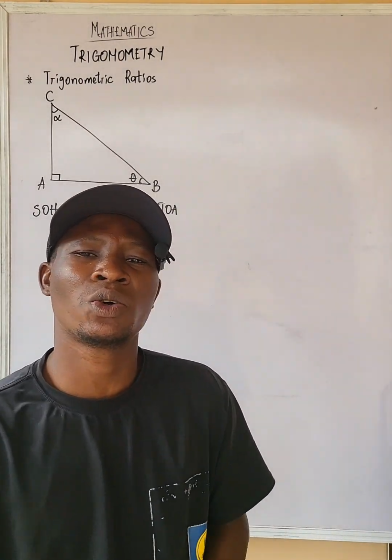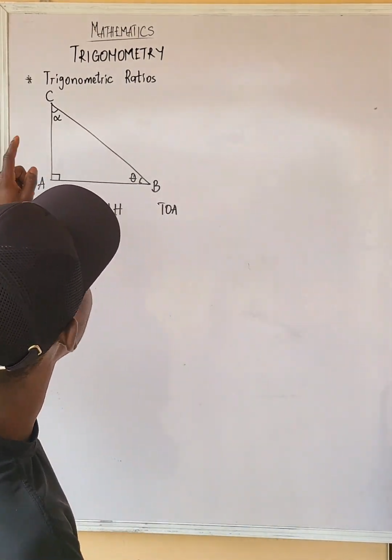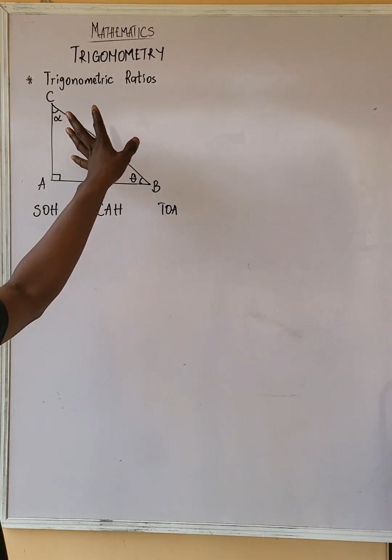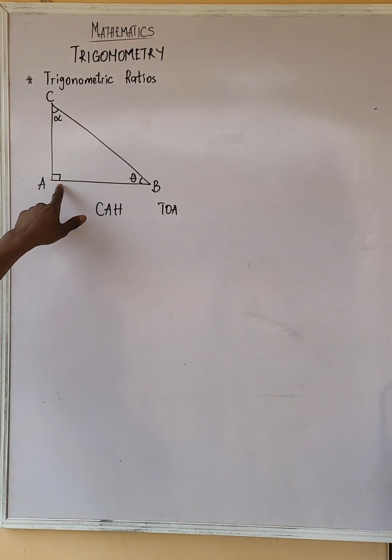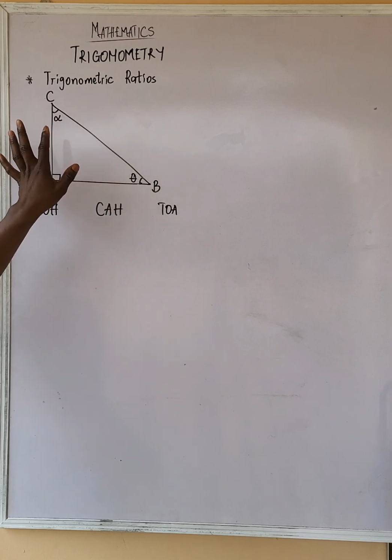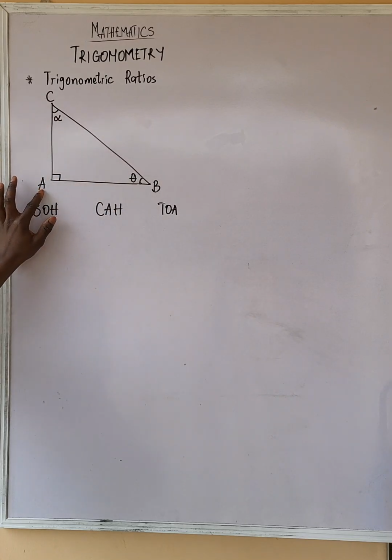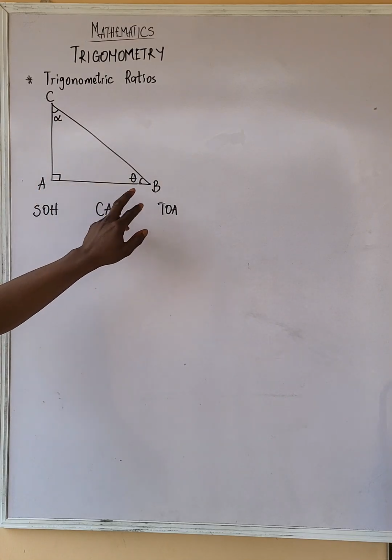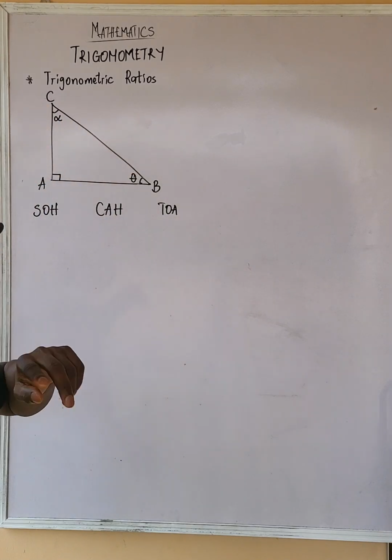Welcome back. So, still on trigonometry. Now we are moving to trigonometric ratios. Given a right angle triangle, we have the angle 90 degrees, we have angle theta, and we have angle alpha. This angle here we call A, this angle here we call B, and this angle here we call C.